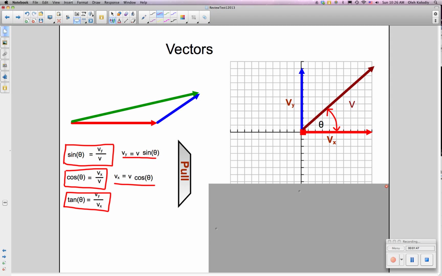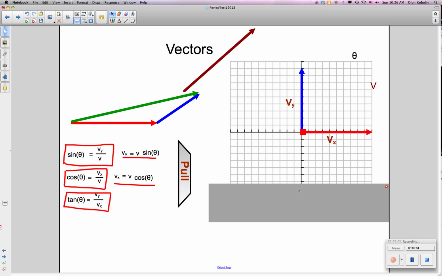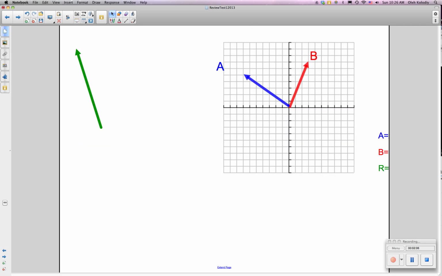As an example, let's say we want to add these two vectors, a and b. Well, if we use the tip-to-tail method, we put this one here, and the green vector, therefore, is the resultant of those two. But let's do it another way. What we're going to do is we're going to resolve each vector into components. Now, in this case, we can just read what the components are. So, for example, the x component of the vector a is just this distance here. And the y component is this distance here.